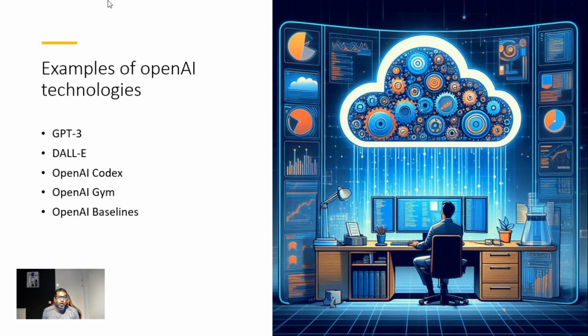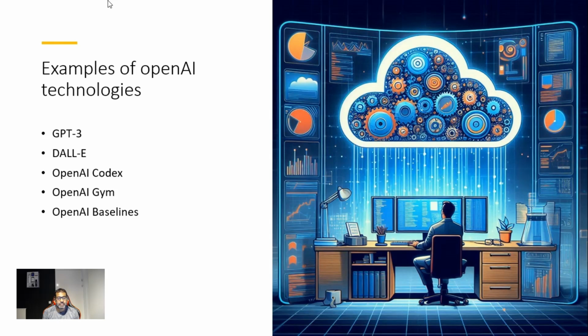So examples of OpenAI technologies. These are the common examples of the OpenAI technologies. If you talk about the GPT-3, which was the predecessor of the current versions, they are powerful language models that can generate a human-like text based on the natural language input. It has been used for various applications, including the chatbots, content creation, and the text summarization.